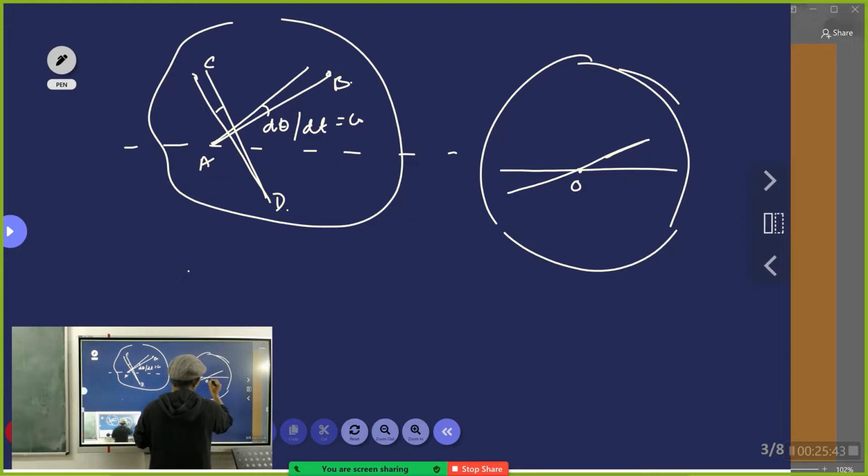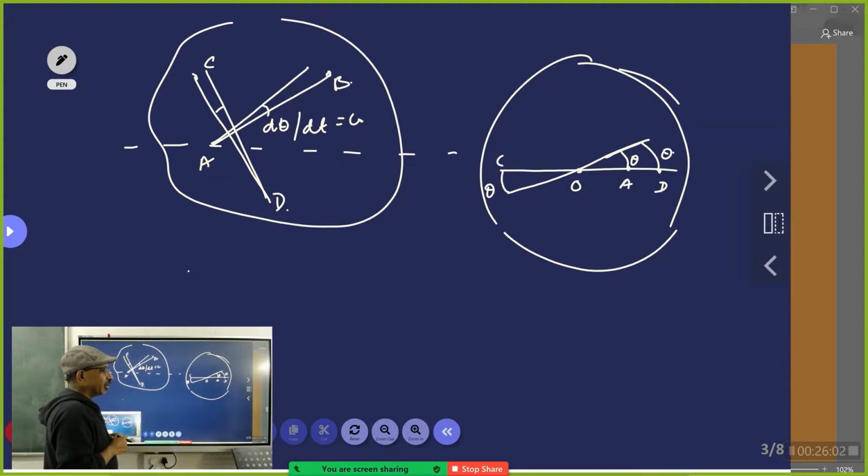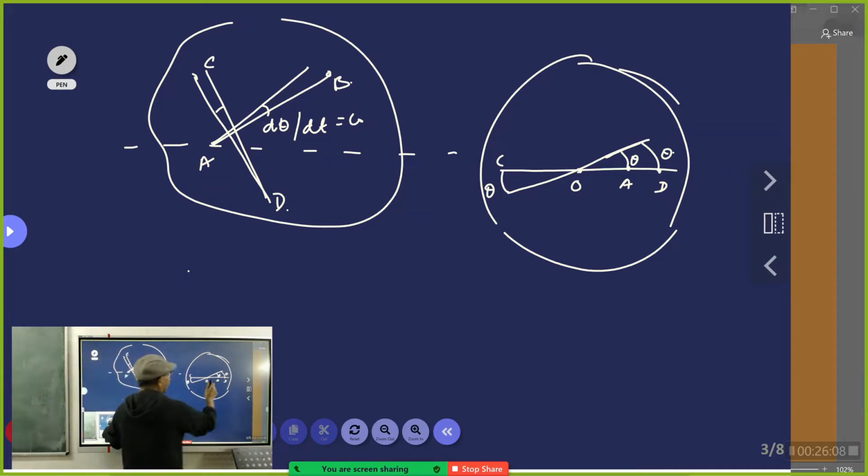So I draw the right line. With respect to the center O, this point has gone by theta, this has also gone by theta, this has also gone by theta. Correct? All these three are thetas. So therefore you see the angular velocity of every point on this line is the same.